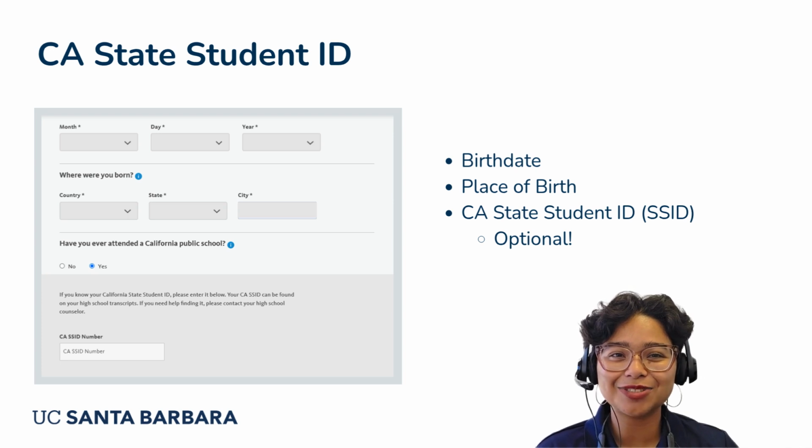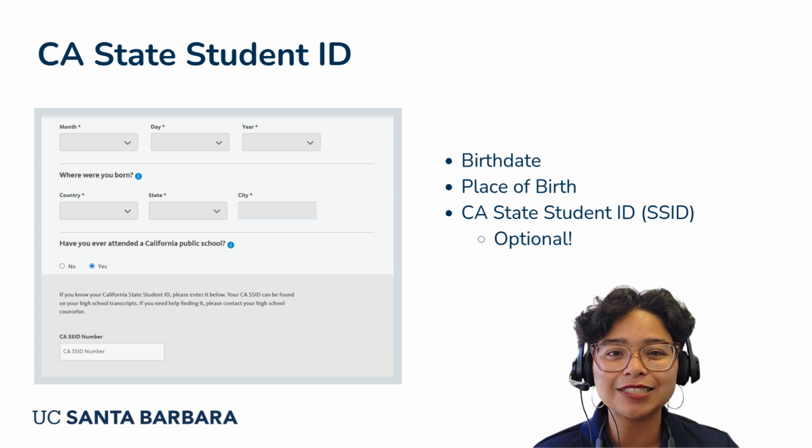In this section, students attending California public high schools can input their 10-digit statewide student identifier, or SSID. Remember, this is optional. Your SSID can be found on high school transcripts. If you need help finding it, please contact your high school counselor. Inputting an SSID is helpful as students may opt to import their high school courses and grades linked to their californiacollege.edu account in the academic history section of the application.